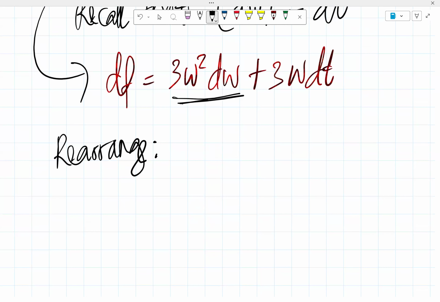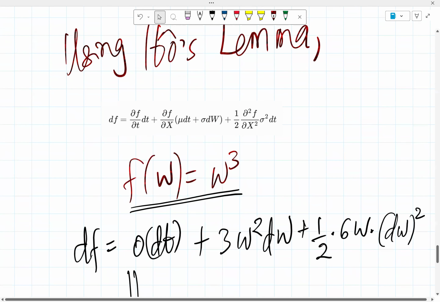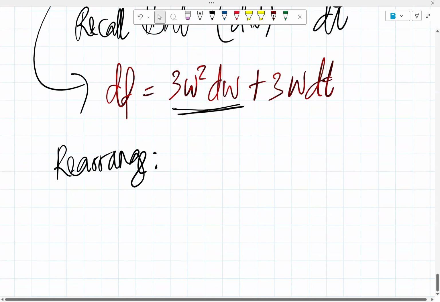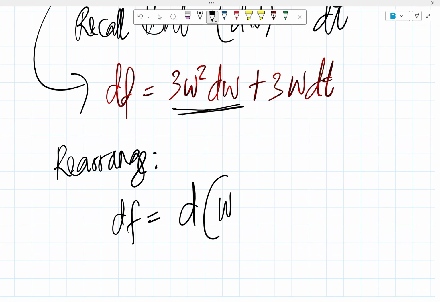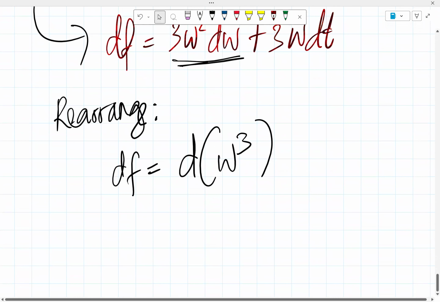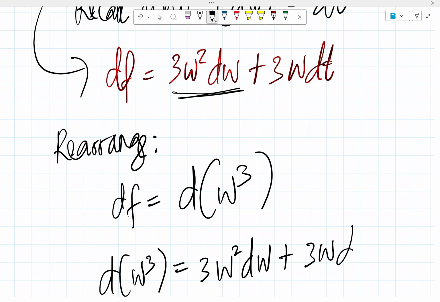df. Interestingly, df is the same thing as df. We know that f of w is w cubed. So df is d of w cube, exactly. d of w cube, that's df. Okay, so with that in place, we can say that d of w cube is equal to this expression here. That's 3w squared dw, which we want to integrate, plus 3w dt.